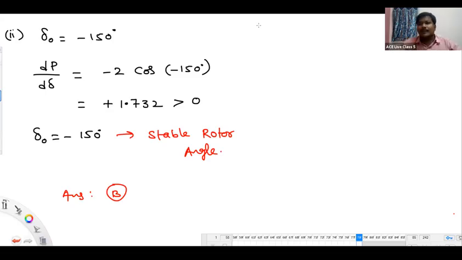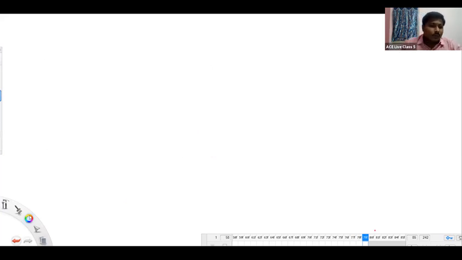You draw the power angle curve and check it. What is the power equation we have? P equals minus 2 sine delta, na? And you have to plot that curve. Please plot that sinusoidal curve once. I will come back within 1 minute.